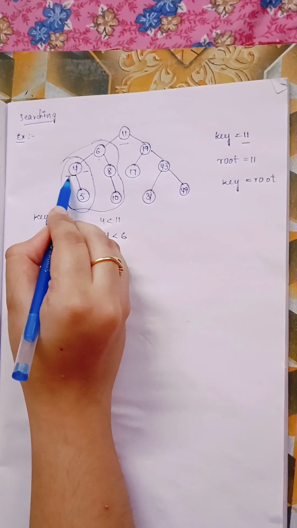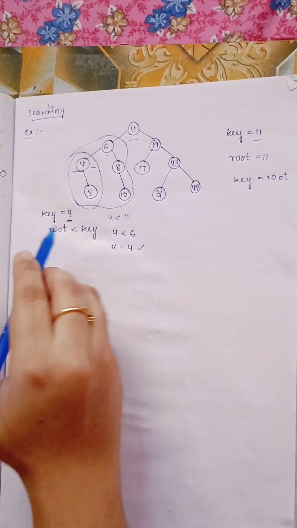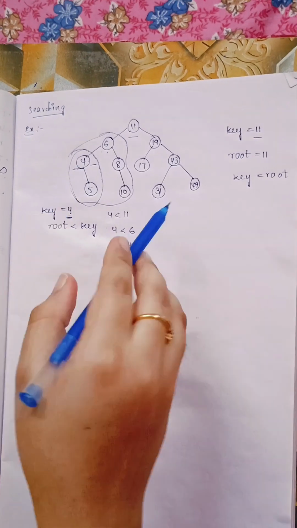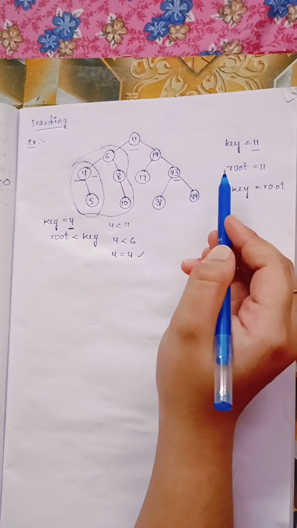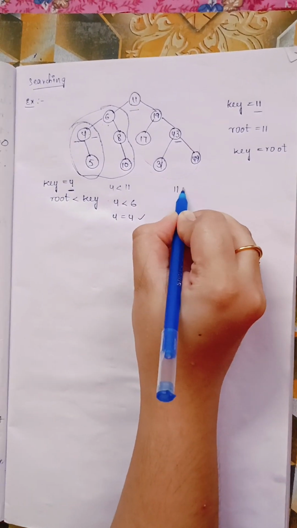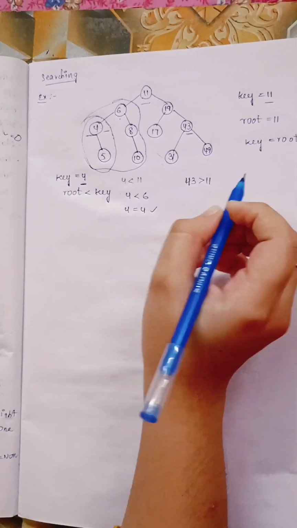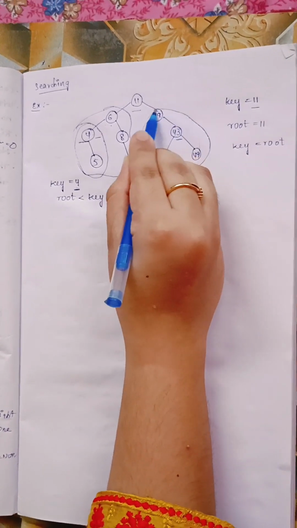Now compare with 4. Now 4 is equal to 4. There we find our searching element. If we want to search for 43, then we have to look in the right subtree, because 43 is greater than 11. Now search in the right subtree.